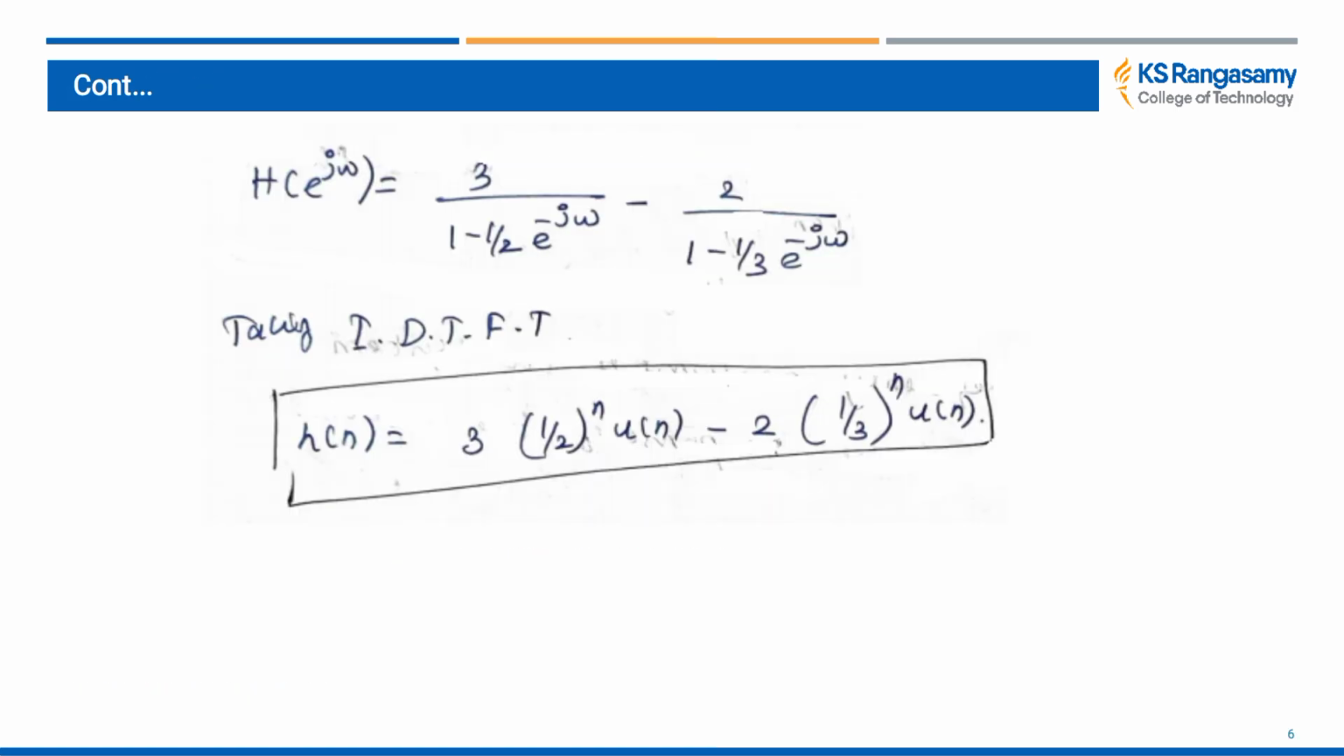So finding the transfer function is finding the frequency response of a system, and the impulse response is obtained by taking the inverse Fourier transform of H of e power j omega, that is, the frequency response of the system. Thank you.